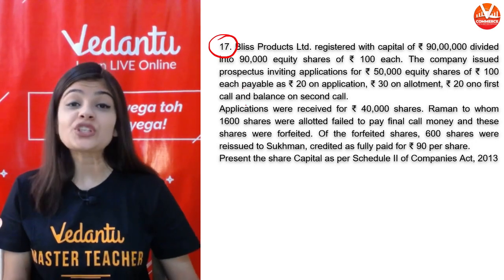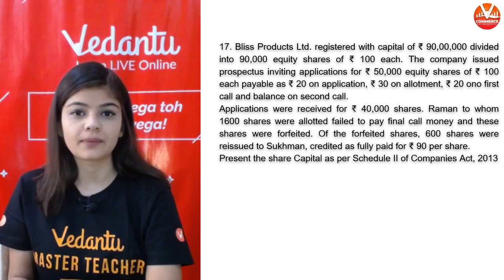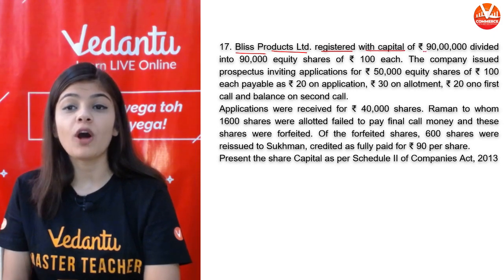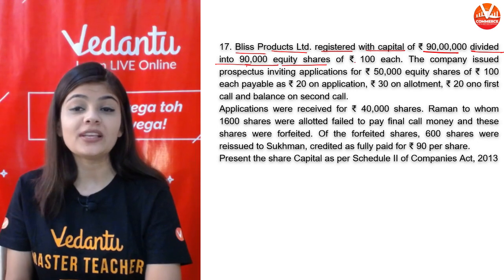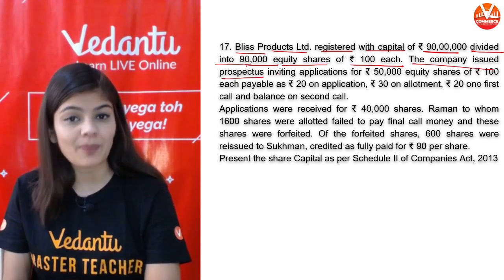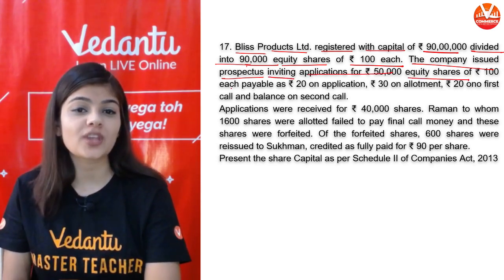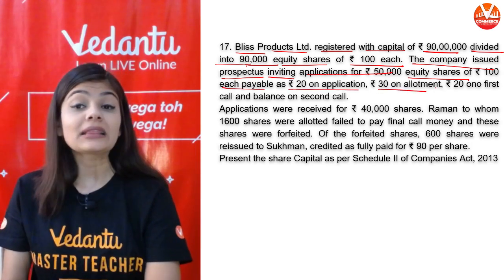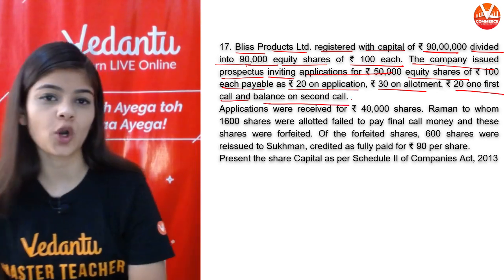So this question is from share capital. ये कौन सा question है? Share capital का question है. Bliss Products registered with a capital of 90 lakh divided into 90,000 equity shares of 100 each. The company issued a prospectus inviting applications for 50,000 equity shares of 100 each, payable as 20 on application, 30 on allotment, 20 on first call, and balance on second call.